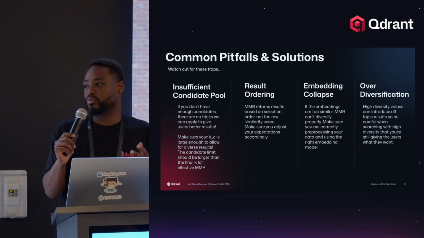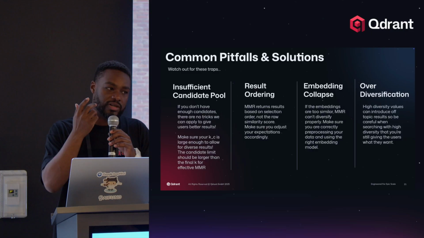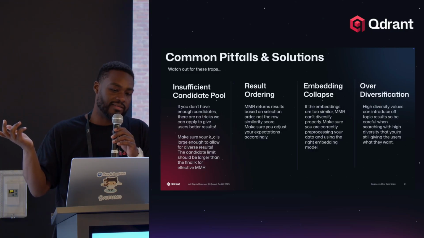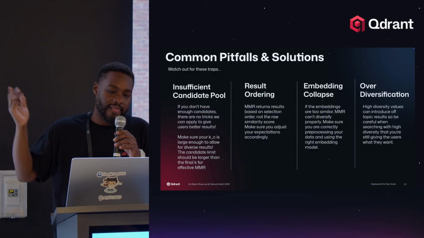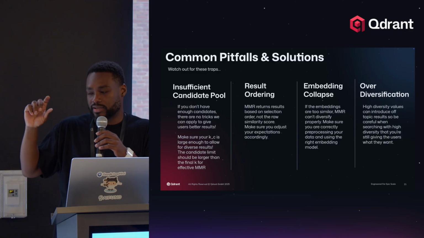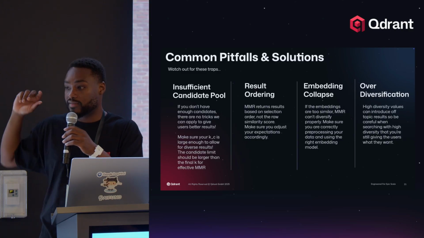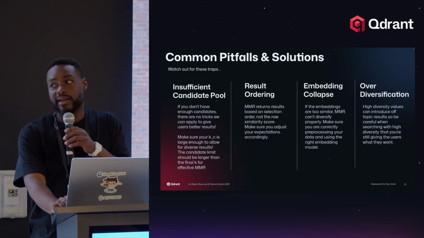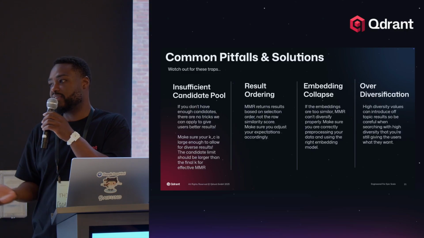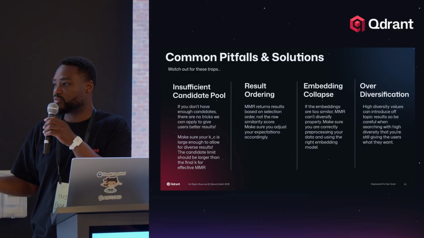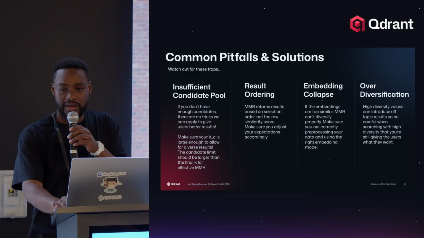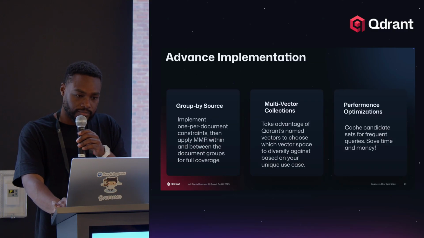Insufficient candidate pool. So that's that K metric, where if we don't have enough candidates, then how are we going to diversify? Result ordering, that's mentioning just that it's not going to come out by score, it's going to come out by diversity. And over-diversification, right? There is a limit to it. If I type in casual summer wear and you give me a winter coat, I'm not going to be happy, right?